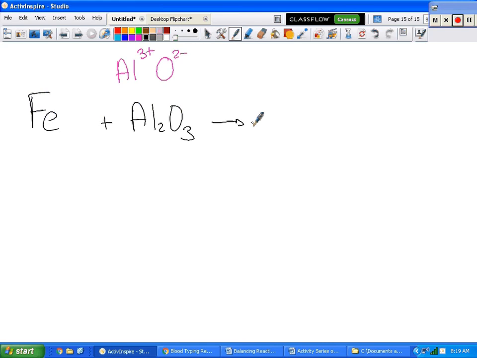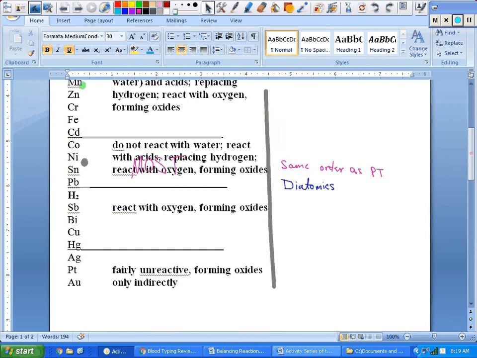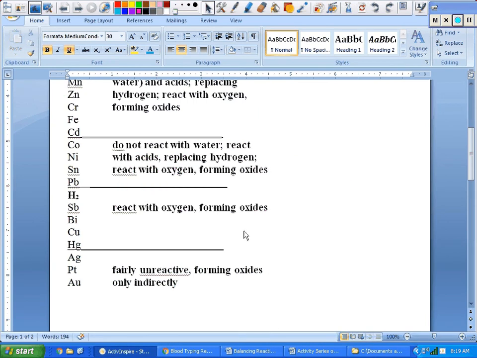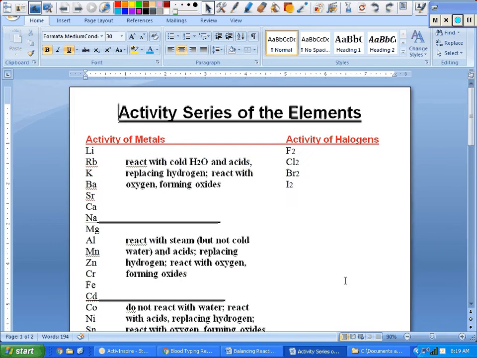Alright, so we have to now consult our activity series to see if poor little old iron can kick out who? Aluminum. Why are we trying to determine if it's going to kick out aluminum or not? It's a single replacement reaction. So I'm actually going to back this off so we can actually see it.